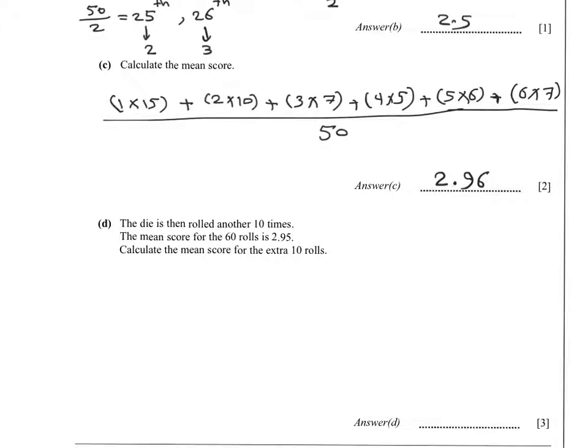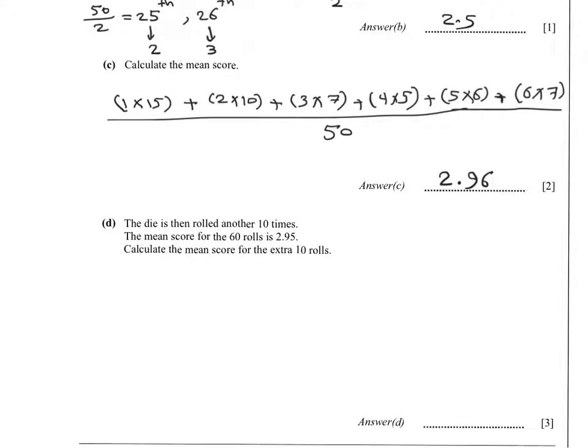D. The die is then rolled another 10 times. The mean score for 60 rolls is 2.95. Calculate the mean score for the extra 10 rolls. Remember that the mean equals sum over number, so you can deduce that sum equals mean times the number, by cross multiplying. So we can find S50 and S60.